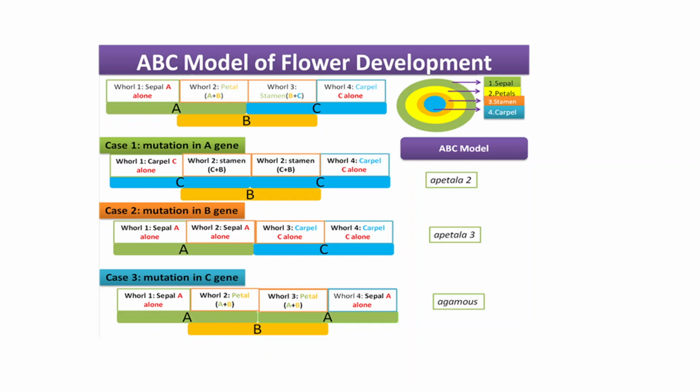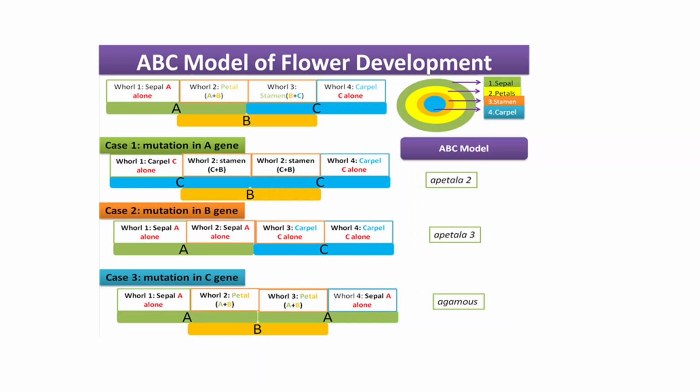And as I try in all my classes, I always try to include some topics which are not only important for your course per se, but which are also important for some of your competitive examinations. Let's say CSIR or DBT or UGC, whatever examination you are giving. So this ABC model of flower development is a very important topic in plant developmental biology and plant physiology, and questions come from this topic in your competitive examination.